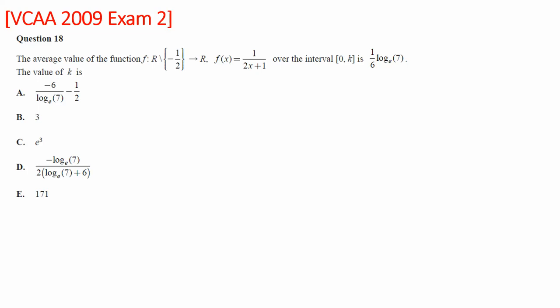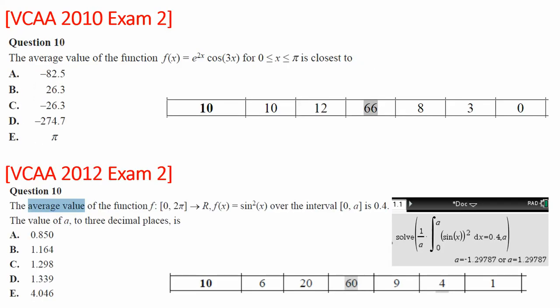Technically, this is exactly the same problem as the one you just did before, because they told you the average value of the function is 1/6 log e 7. And they tell you the function, they want you to find k. It's exactly the same one as 2012 exam 2. So three years later, they used the same question, just changed the function.